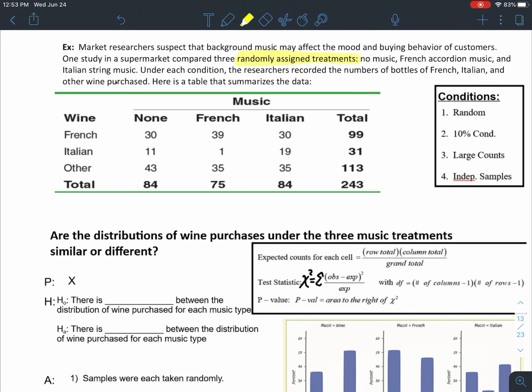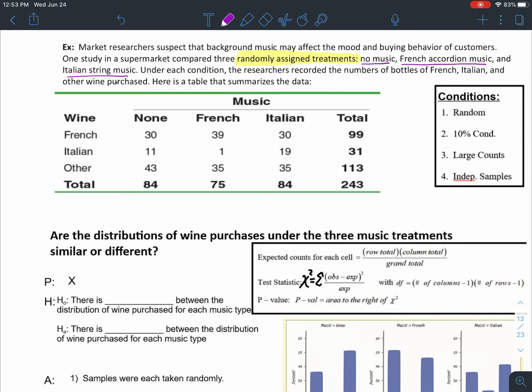That is important to note here: 3 randomly assigned treatments. So in one grocery store, they played no music. In another grocery store, it looks like they were playing French accordion music. And then in another one, Italian string music. Under each condition, the researchers recorded the number of bottles of French, Italian, and other wine that was purchased.